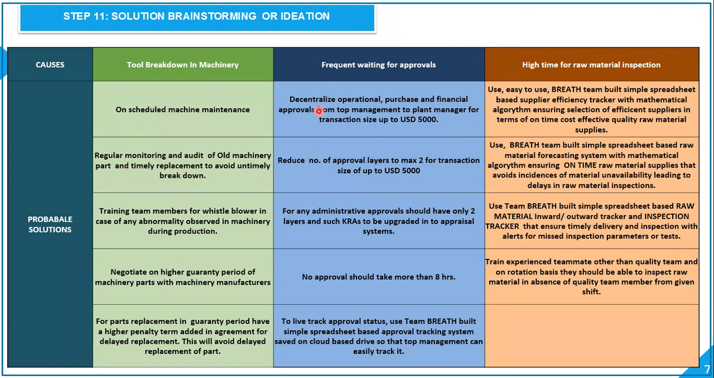So once that is done, these are the solutions or probable solutions or ideas to curb or to fix this cause, and these are the four ideas to curb this given cause.